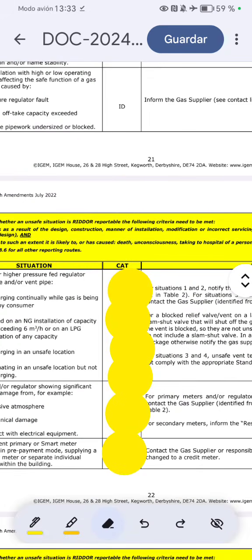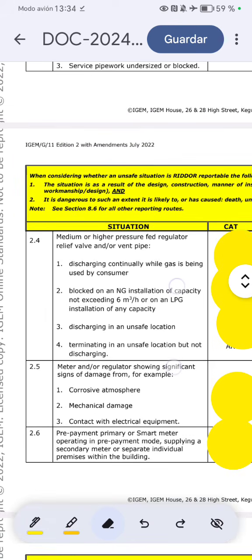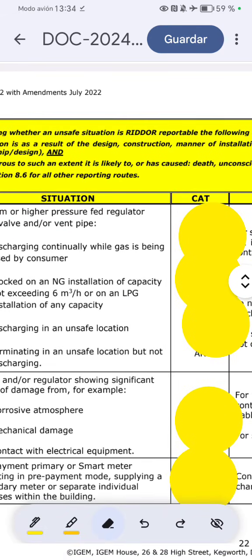Okay, this one here now. So discharging continues while gas is being used by customer, blocked on a natural gas installation of capacity not exceeding 6 meters cubed an hour, or on an LPG installation of any capacity, or 3, discharging in an unsafe location, terminating in an unsafe location but not discharging. So okay, I'm going to say 1, 2 and 3 sound like ID. This one here sounds like, oh, can I see a clue there? Looks like an at risk. The rest sound like ID.